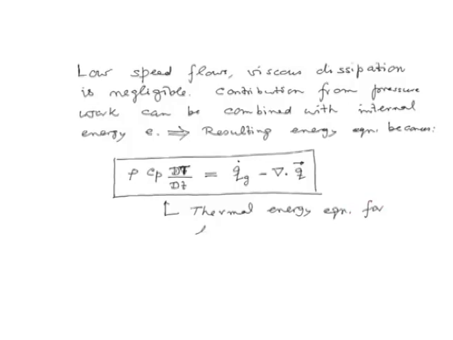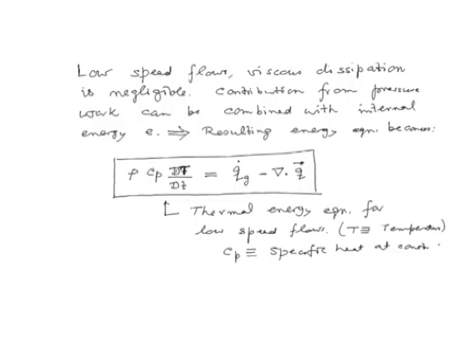So, this is the thermal energy equation for low speed flows. Here capital T stands for temperature and Cp is the specific enthalpy at constant pressure, sorry, specific heat at constant pressure. So, Cp stands for a specific heat at constant pressure.